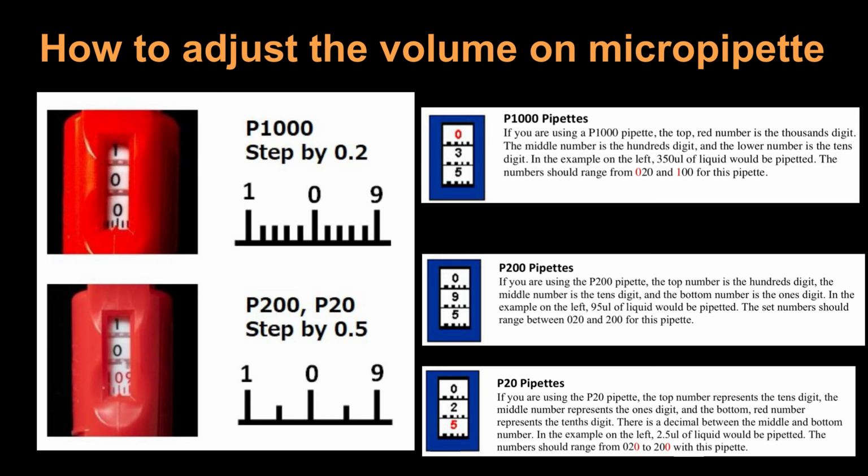The numbers should range between, as I said, 2 and 20 microliters. So maximum what we can get here, 200, which would equal to 20 microliters, and 20 or 020, which would equal to 2 microliters. So now let's return to this window. If this is going to be P20, we are going to get here 10 microliters, not 100, 10 microliters.